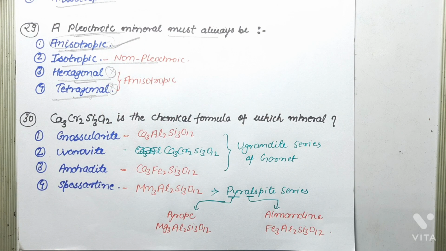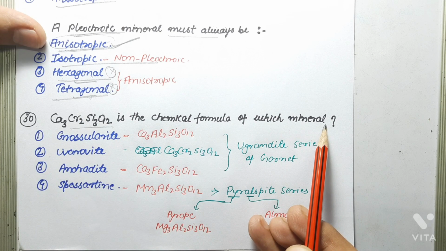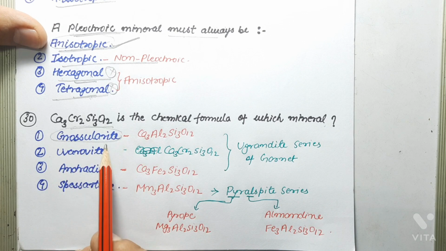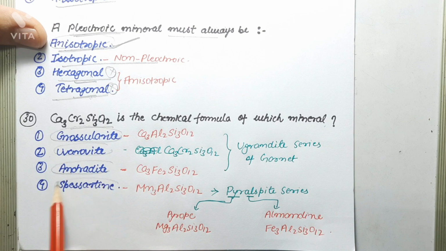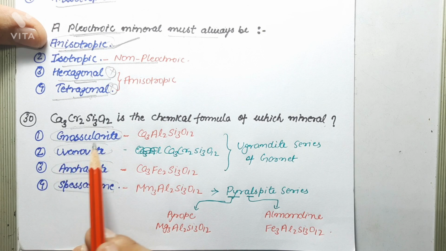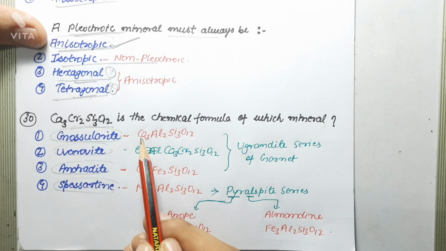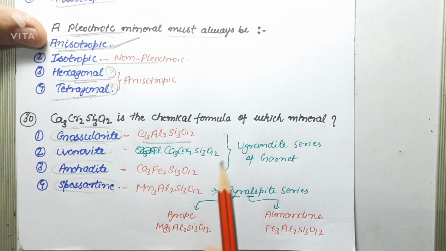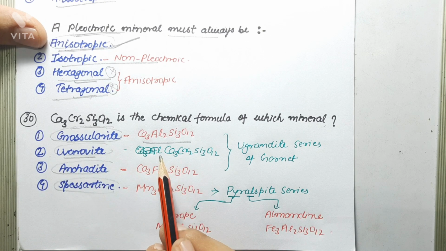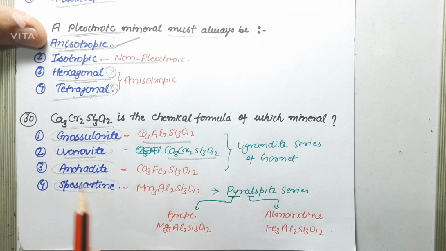Next question says Ca3Cr2Si3O12 is the chemical formula of which mineral? If you know the chemical formula of all these options, you can easily answer this question. So the first one is grossularite. The chemical composition of grossularite is Ca3Al2Si3O12. The chemical composition of uvarovite is Ca3Cr2Si3O12. The chemical composition of andradite is Ca3Fe2Si3O12. And the chemical composition of spessartine is Mn3Al2Si3O12.